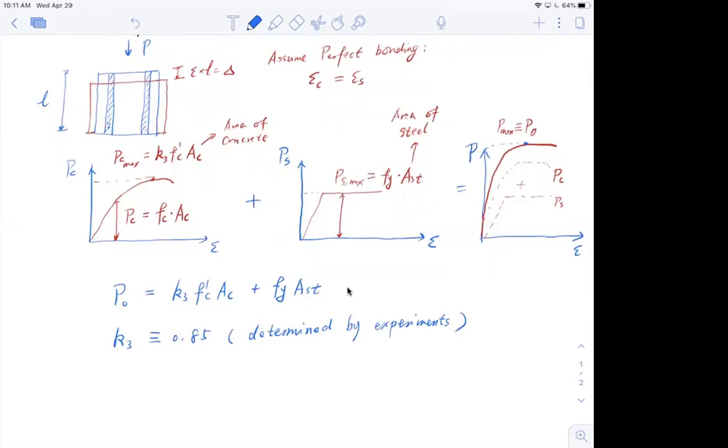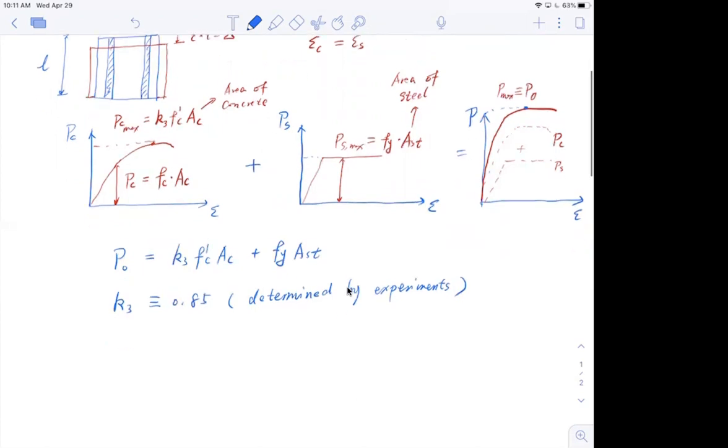Basically, we just tested a bunch of columns. When we say a bunch, it's thousands of columns, and we summarized the table and did regression analysis. It's kind of our old-time machine learning for civil engineers. Actually, we discovered machine learning back in the 70s for civil engineers, but that's another topic. Back then, we used regression analysis to find this factor of 0.85.